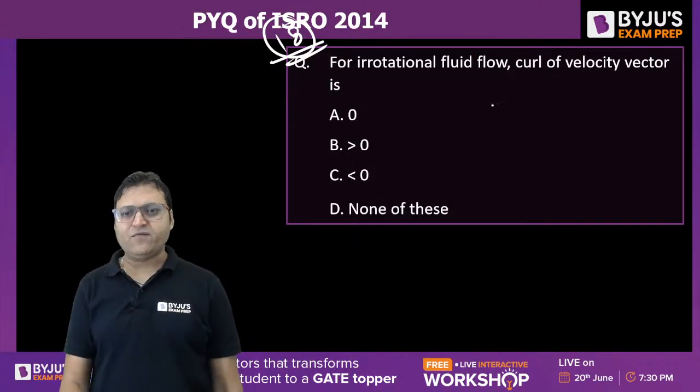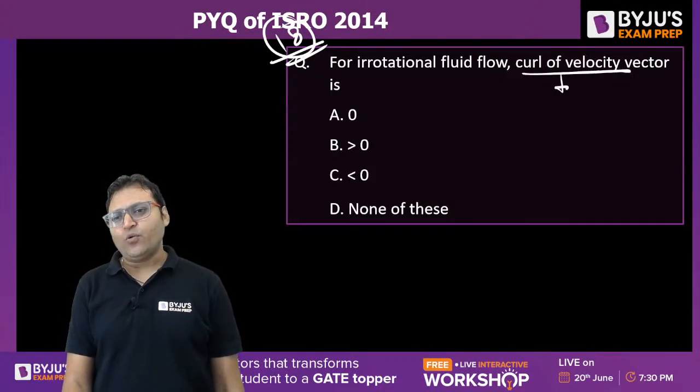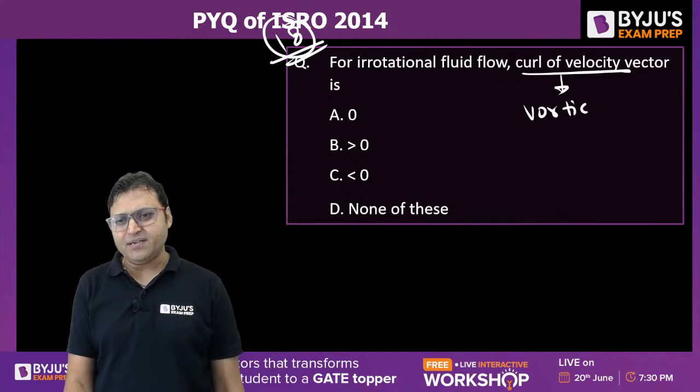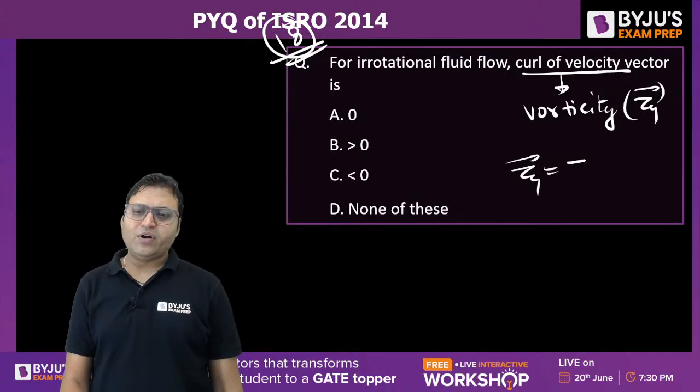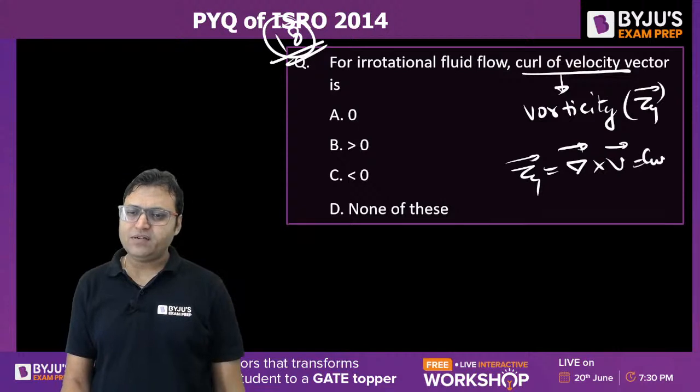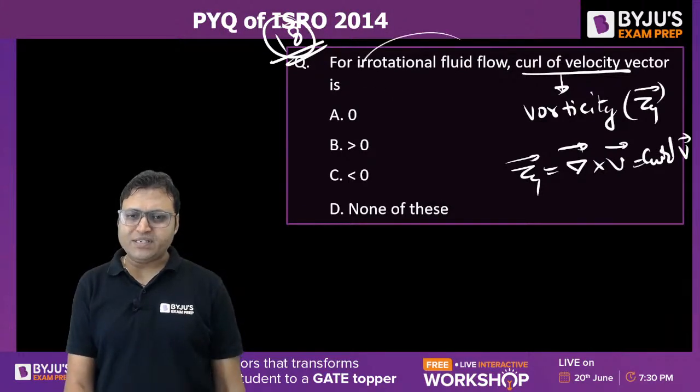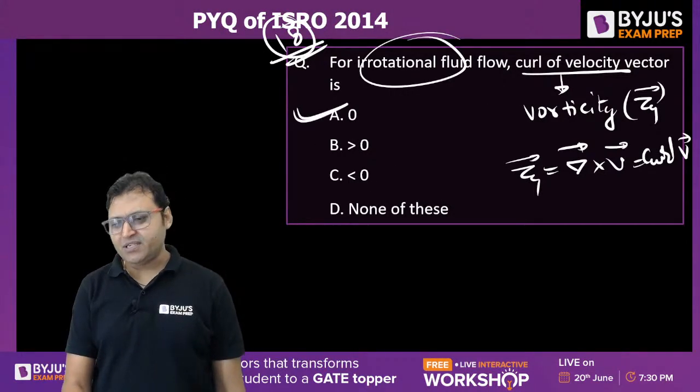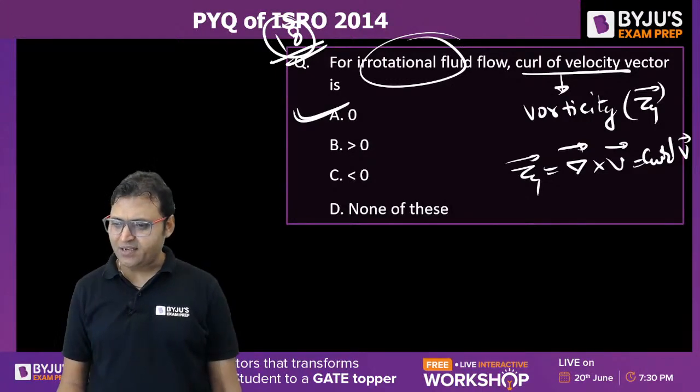For irrotational fluid flow, the curl of velocity vector. What is curl of velocity vector? That is vorticity, xi. Vorticity is del cross V, that is equal to curl of V. If the flow is irrotational, then it must be zero. It must be zero, option A. Yes.